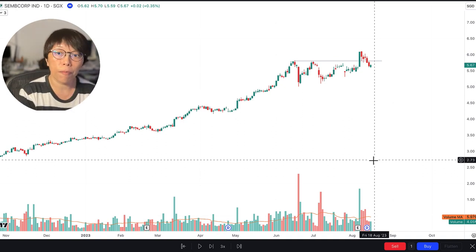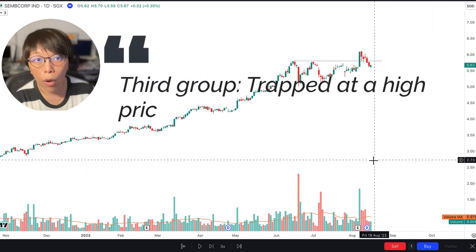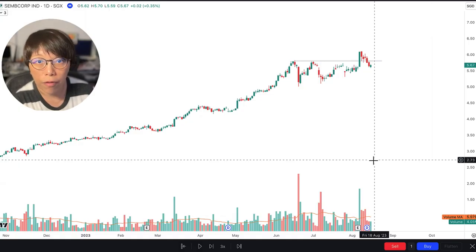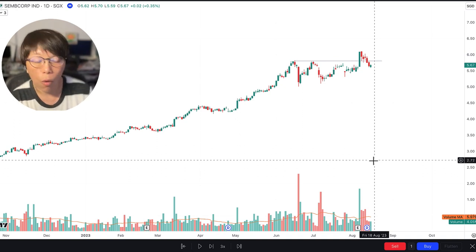Now, the third group of people would be who bought in at $6 or even on the day of the breakout. Now, this group of people will be panicking. They would be like ants, you know, trying to get out of boiling water. Okay, and then what would they do? They will be in an attempt to cut loss.